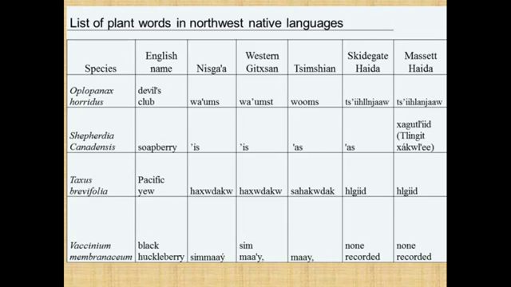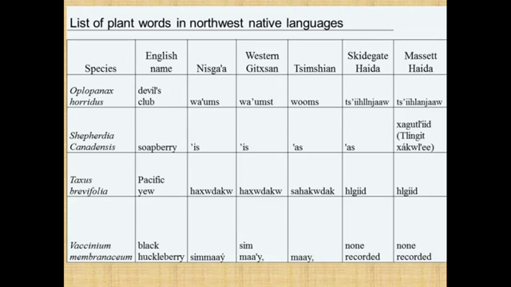But when you get to the Skidegate Haida and the Masset Haida, they have different names as well. Shaperdia, the same, just slightly different pronunciations. But the Haida have the name at the back, and the Tlingit have a very similar word. So I would guess that the Haida and the Tlingit from the northern Haida traded names and soapberry because their plant names are so similar. The same with the Pacific Yew, that Hadakwa means strong bow actually in their language. But you can see the Skidegate Haida and the Masset Haida have a different word that they share, and probably because that was on their territory, they called it a similar thing.